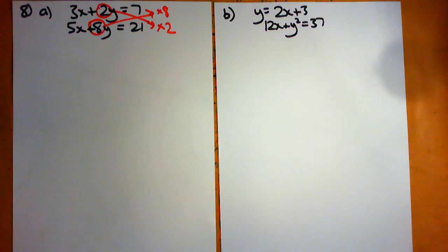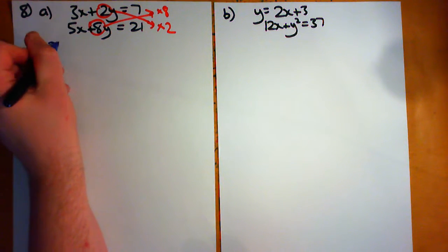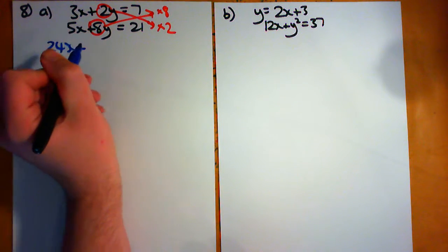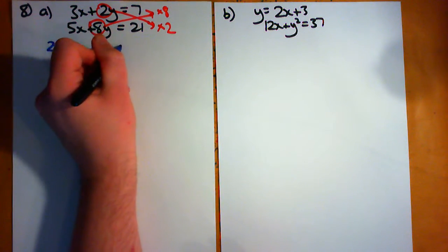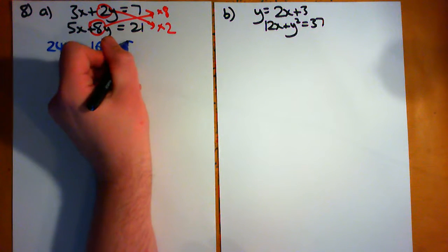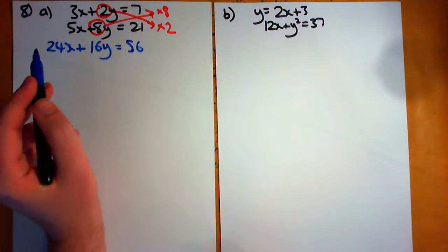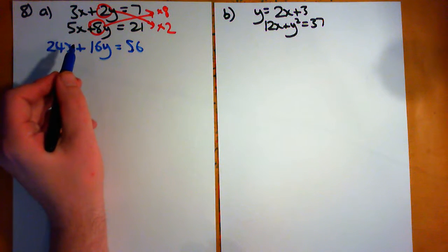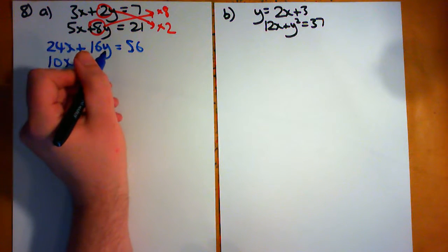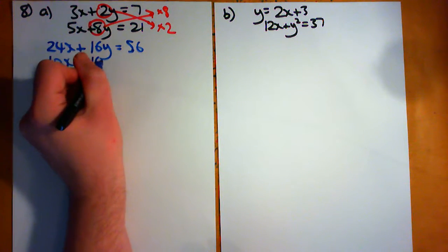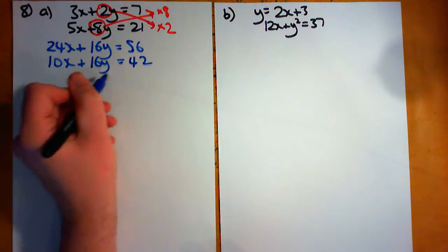Okay, so we've got the first equation times 8, which is going to be 8 times 3x is 24x, plus 8 times 2y is 16y, equals 8 times 7 is 56. And the second equation we're multiplying by 2, so that's going to be 5x times 2 is 10x, plus 8y times 2 is 16y, equals 21 times 2 is 42.